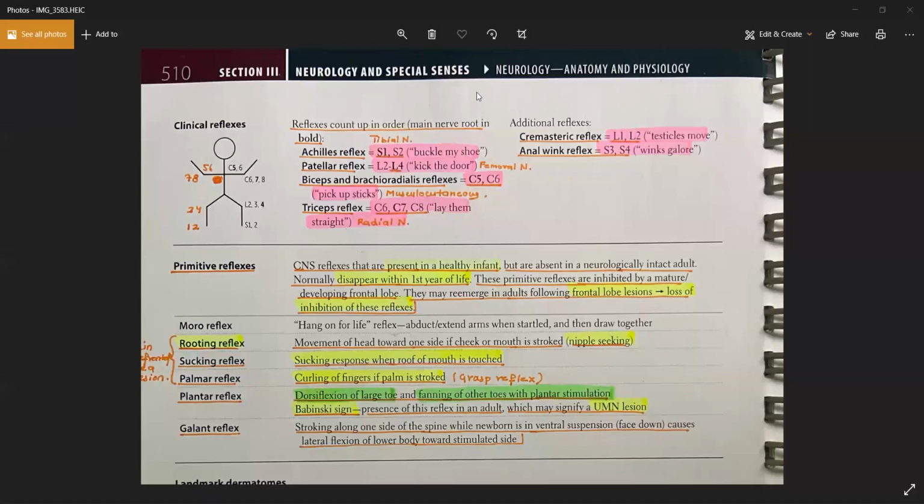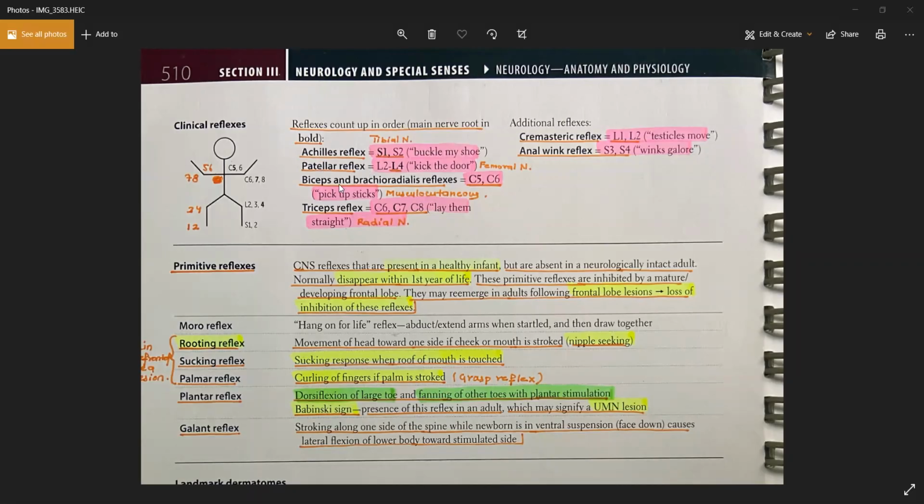Okay, so in yesterday's session, we discussed up to the clinical reflexes. I've told you a trick to remember all these clinical reflexes, which are 1, 2, 3, 4, 5, 6, and 7. When you go from bottom to above, it is in sequence, right? You have S1 and S2 for the Achilles reflex, the L2, L3, and L4 for the patellar reflex.